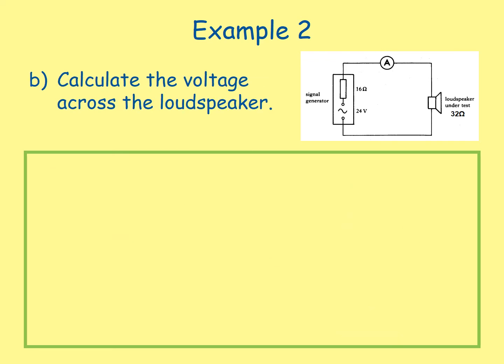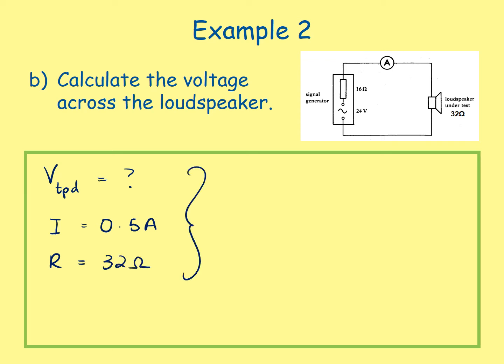We now want to calculate the voltage across the loudspeaker. So that's our terminal potential difference there. Our current, we already know, that's 0.5 amperes. And our resistance, that's the load resistance, that's our 32 ohms. So we know our terminal potential difference is equal to our current times our load resistance. We just need to plug those numbers in, 0.5 times 32, and we get an answer of 16 volts.